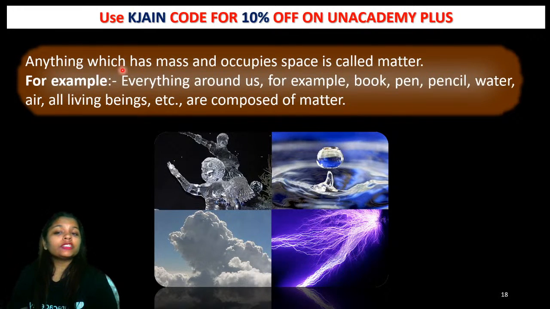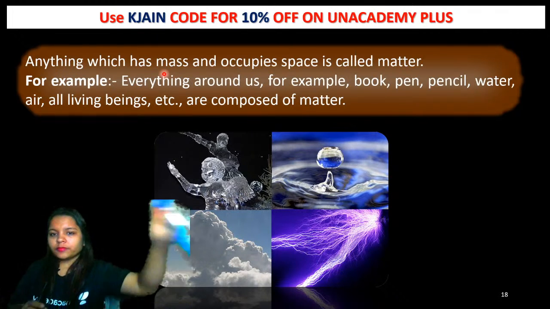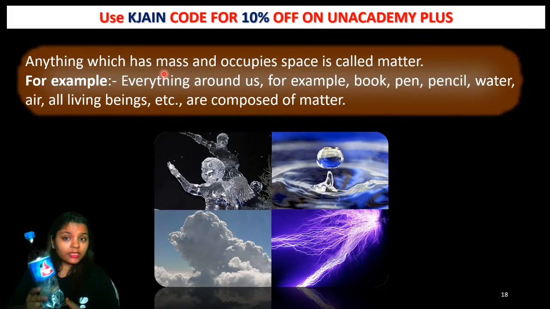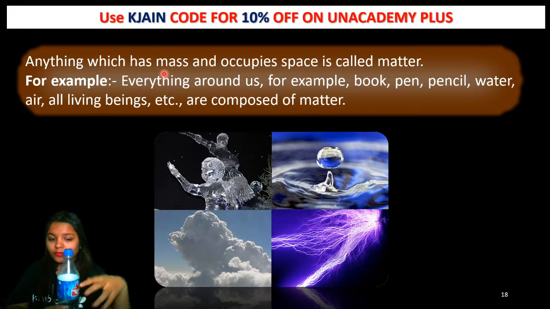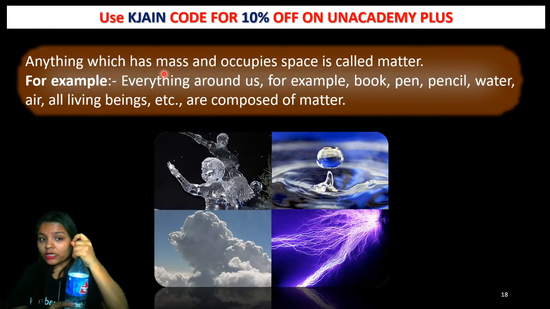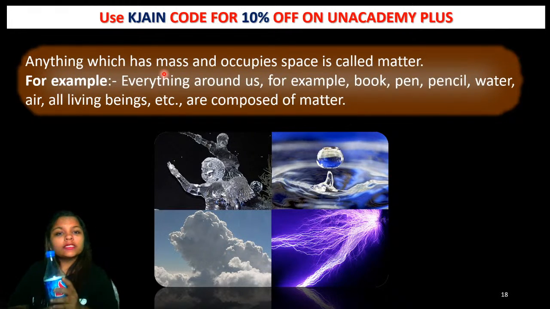So anything which has mass and occupies space is called matter. For example, this is a bottle. This has some mass. I can weigh this. How many grams this bottle has, and this occupies space. Some part of the space is occupied by this bottle, no? So that's why this is called matter.